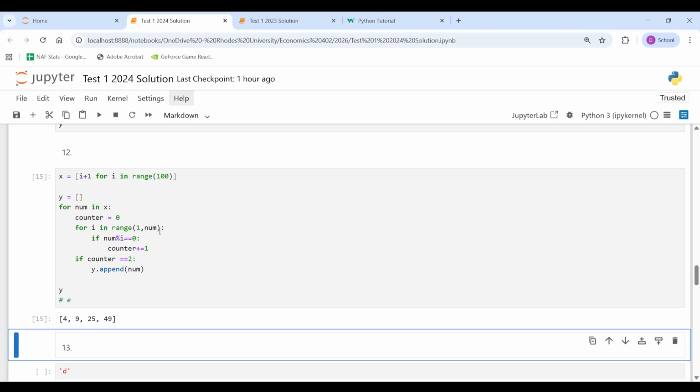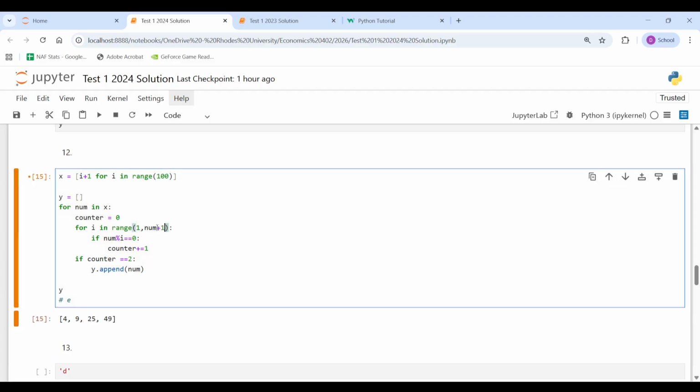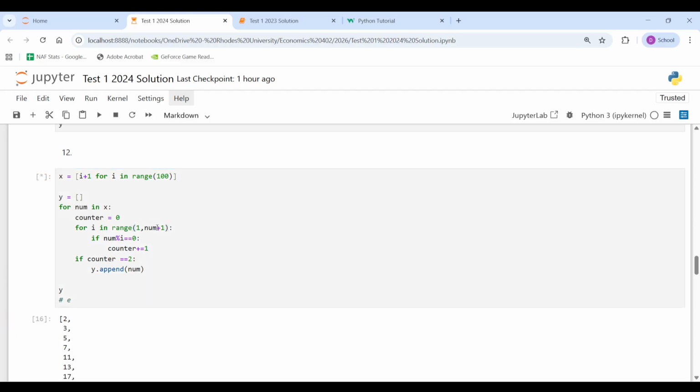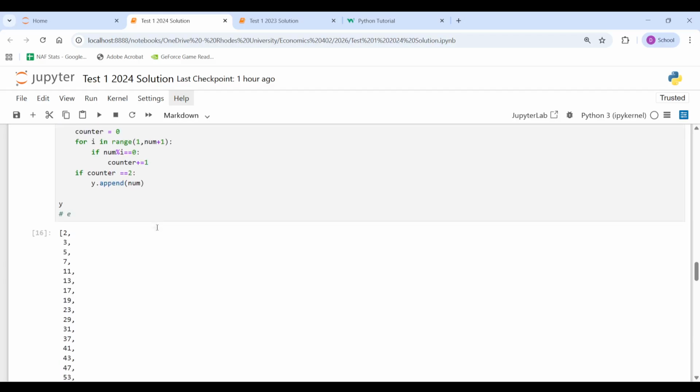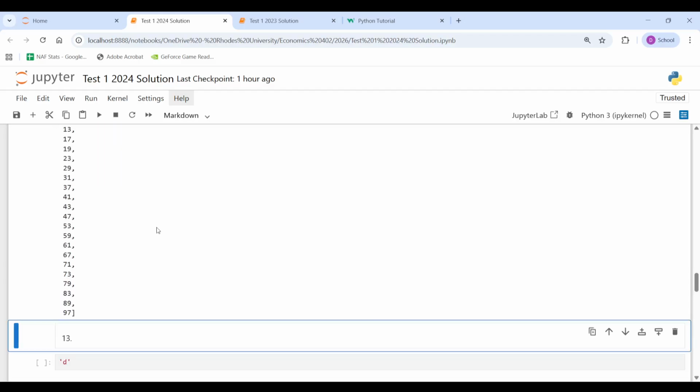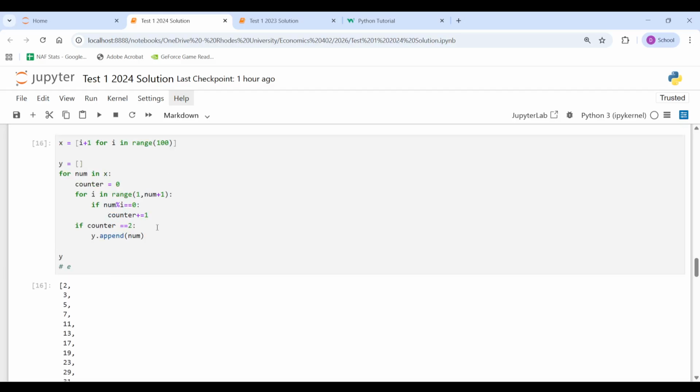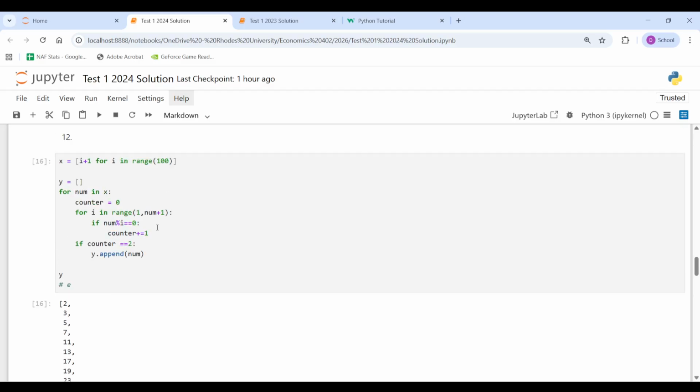To get the prime numbers, I have to include the number itself. Right, so if I'm checking for 5, I need to check 1, 2, 3, 4, and 5, because now it's just checking 1, 2, 3, 4. So the only factor it's finding is 1, so it's not adding it to the list of prime numbers. Right, so now I have 2, 3, 7, 11, 13, blah, blah, blah, all the way to 97. So just read through all the code before you answer the question. Okay?